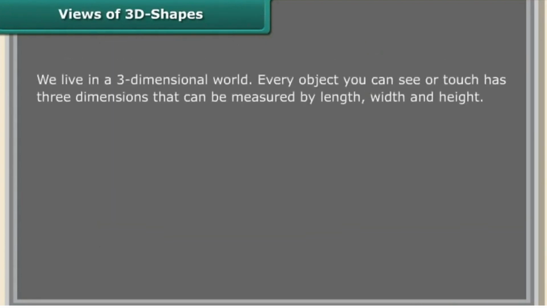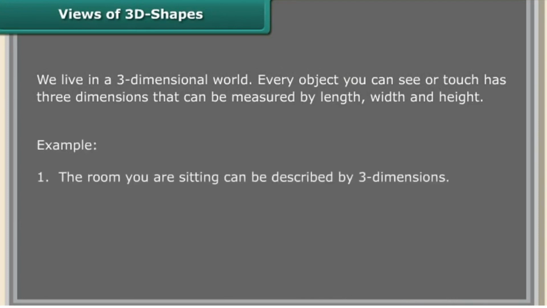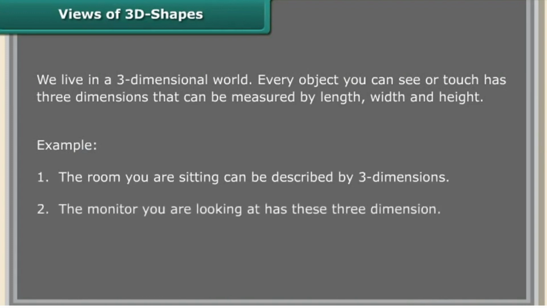Views of 3D shapes. We live in a three-dimensional world. Every object you can see or touch has three dimensions that can be measured by length, width and height. Example 1. The room you are sitting in can be described by three dimensions. The monitor you are looking at has three dimensions.